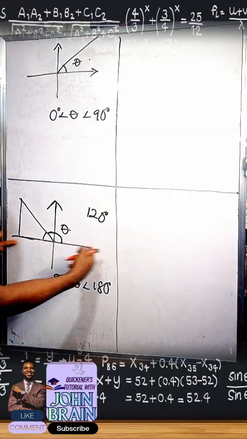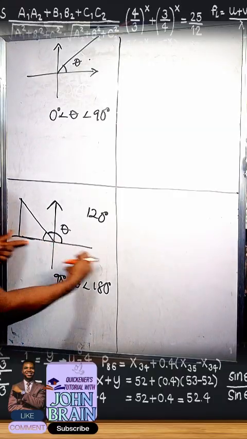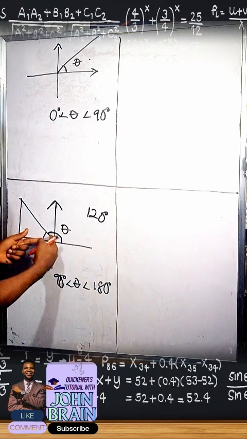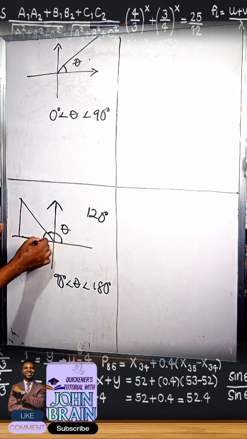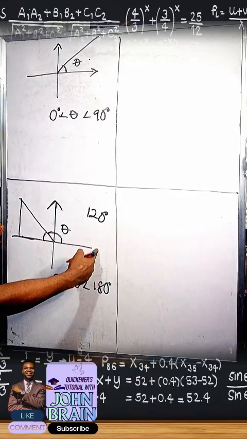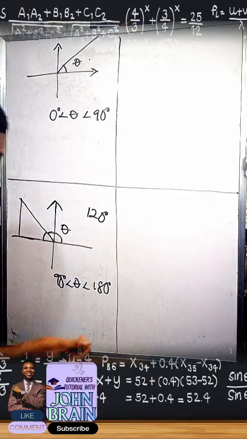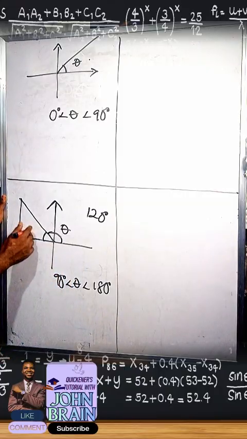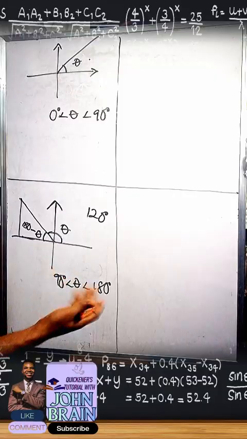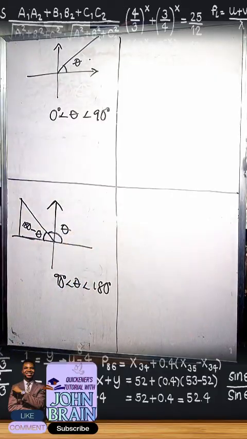This is a straight angle, 180. So by the time you remove 120 from 180, you will get this other part, and that will be 60. So we say that this angle is what? 180 minus theta, whatever theta is. That's just an example. You understand now? So let's go to the next one.